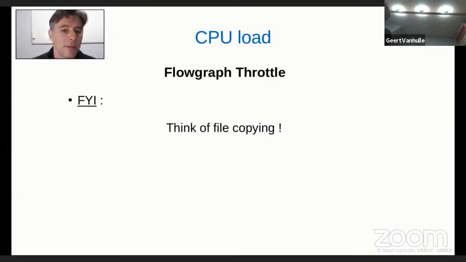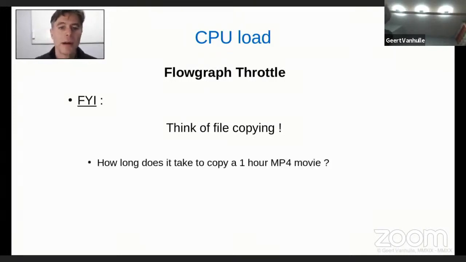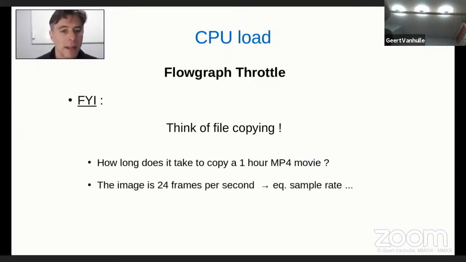To understand this, the easiest way is to make a small comparison with what we do with file copying. Imagine you have a movie of one hour, an MPEG-4 movie of 1 hour. How long does it take to copy this movie? 1 hour? No, you can copy this movie a lot faster. Now, this movie contains images at, for example, 24 frames per second. So this 24 frames per second is actually some kind of a sample rate, right? So despite the sample rate being 24 frames per second, we can still process this movie a lot faster than these 24 frames per second.